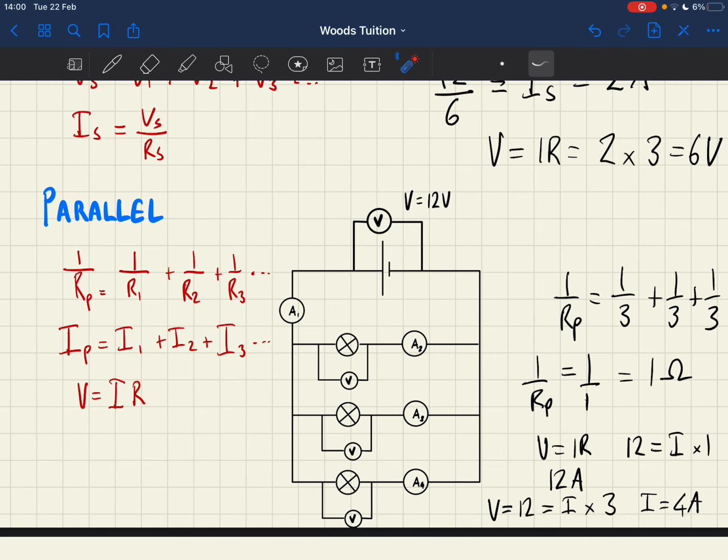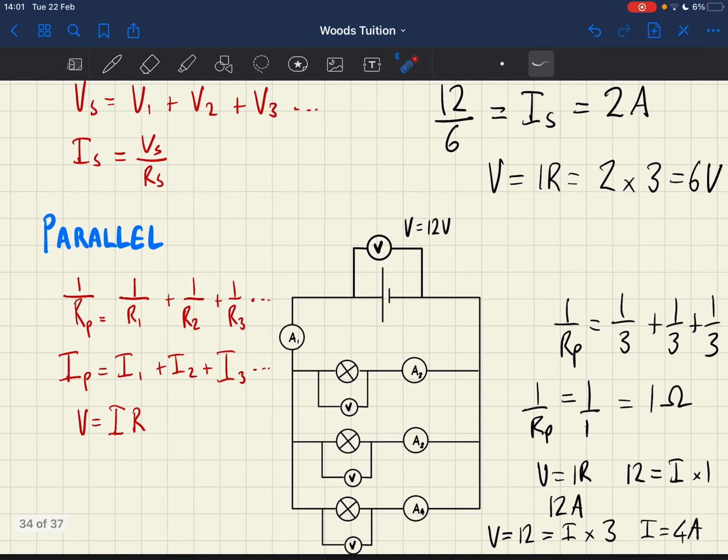Okay, so I hope that clears up parallel and series circuit currents and voltages, and potential differences and resistances.